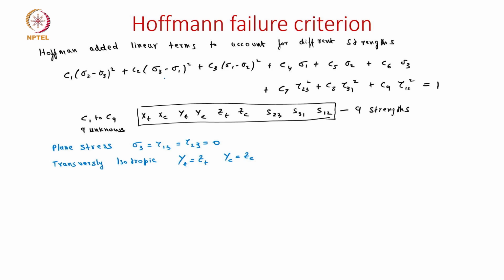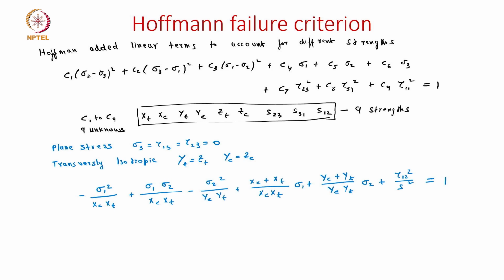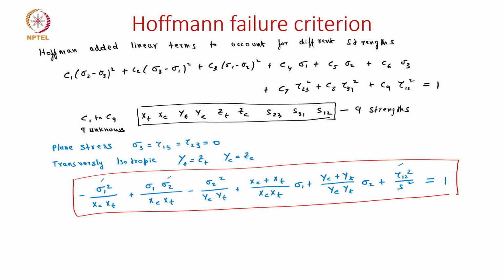then we can simplify the expression suggested by Hoffman, as this is the expression written for the 2D stress state for a transversely isotropic material, where we have written in terms of these components sigma 1, sigma 2, and tau 12. So the interesting fact about this equation is that we are now able to, in a single expression, combine the strengths both in tension and compression along the fibers and perpendicular to the fibers, as well as the shear strength S.